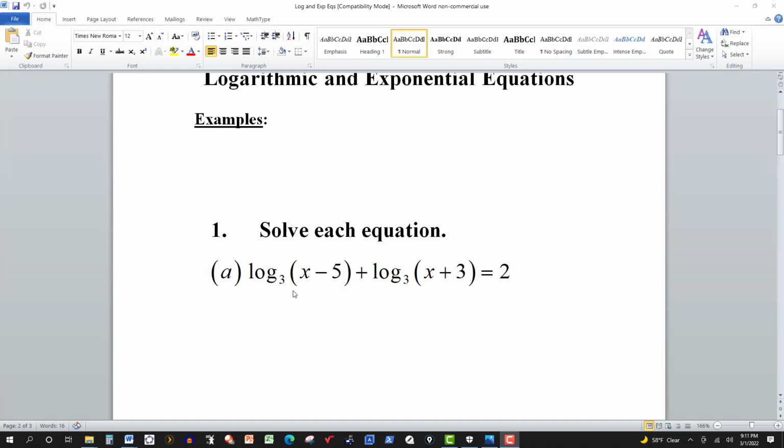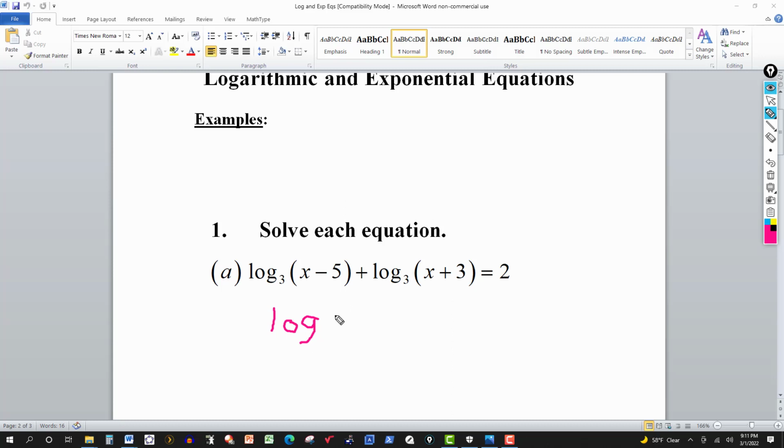So we have log of x minus 5 to base 3 plus log of x plus 3 to base 3 is equal to 2. One of the best ways to solve a logarithmic equation is to try to get it down to one log if you can. So I'm going to use the properties of logs. On the left, anytime you have the sum of two logs, you can write that as the log of the product of those same values.